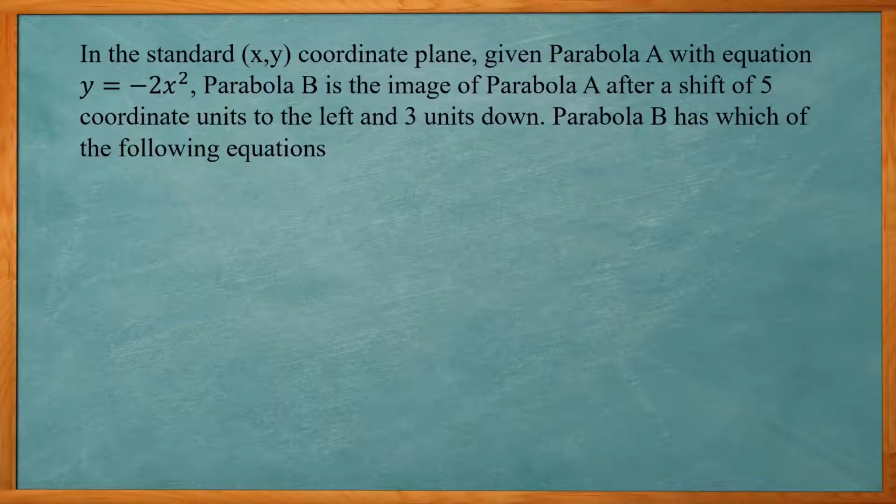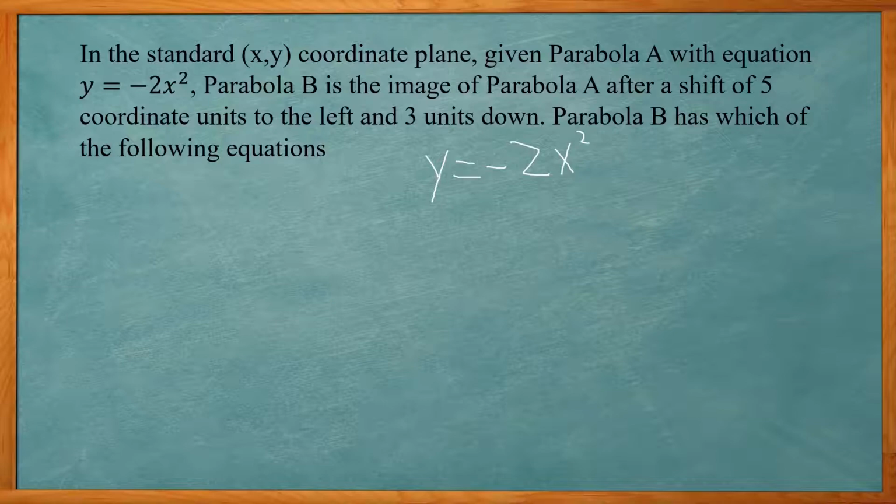Alright, so this is an example ACT problem, and it reads, in a standard xy coordinate plane, given parabola A with equation y equals negative 2x squared, parabola B is the image of parabola A after a shift of 5 coordinates to the left and 3 units down. Parabola B has which of the following equations? Okay, so we're starting out with y equals negative 2x squared.